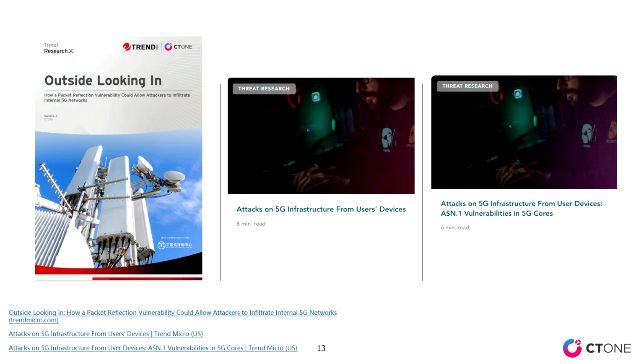These are some of the research papers that we published on packet core. This one takes the example of the Nokia CMU packet reflection vulnerability, and these two are about open source attacks from user device to the infrastructure.